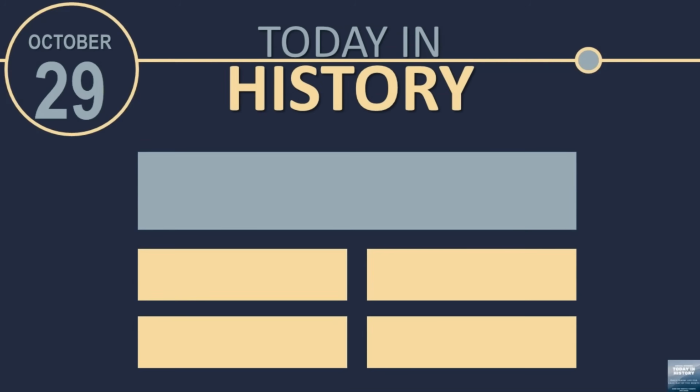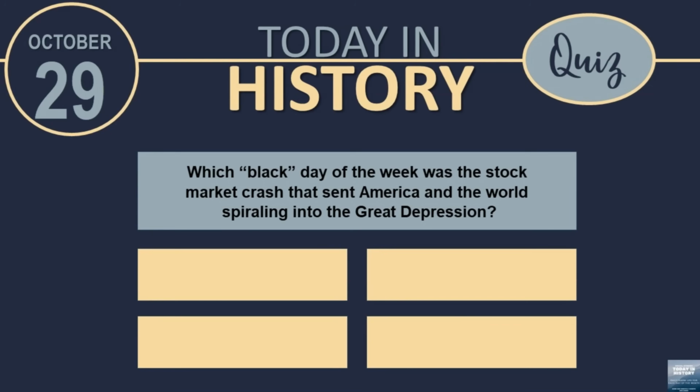And now it's time for our Today in History quiz. Which black day of the week was the stock market crash that sent America and the world spiraling into the Great Depression? Sunday? Monday? Tuesday? Or Friday?